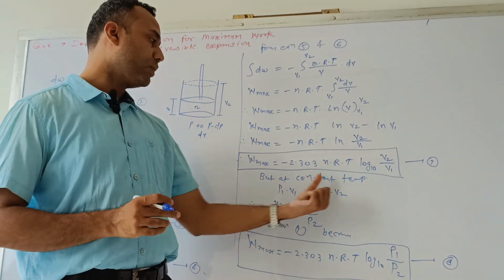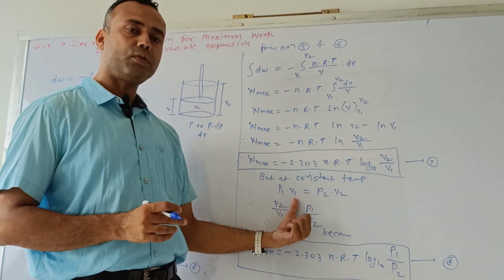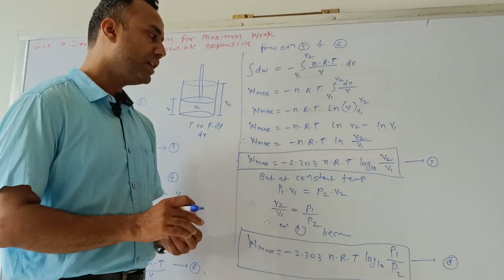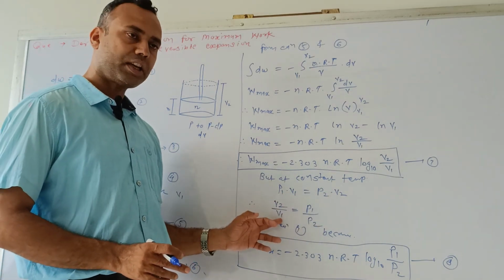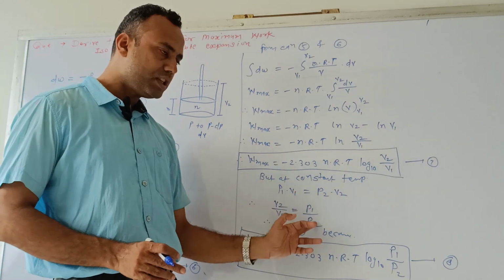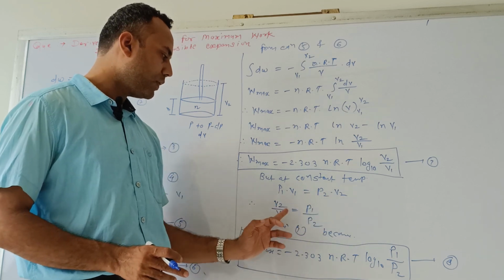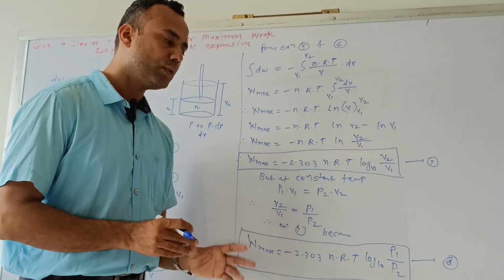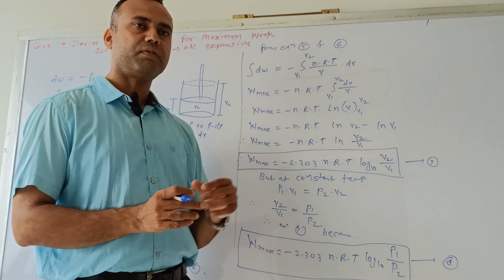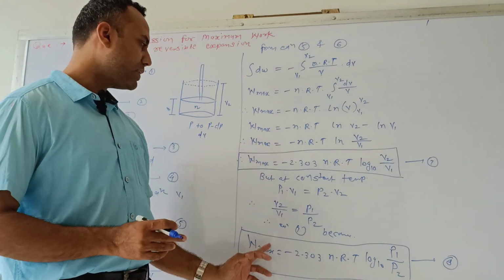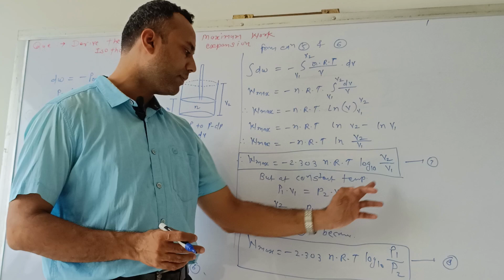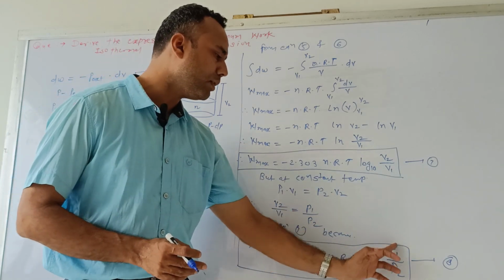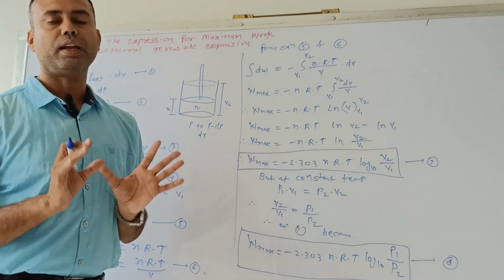We know that at constant temperature P1 into V1 is equal to P2 into V2. इसको इंटरचेंज करेंगे. ये V2 इधर आ गया तो V1 के नीचे आ जाएगा, P1 इधर आ गया तो P2 के नीचे आ गया. इसका मतलब क्या हो गया, V2 upon V1 is equal to P1 upon P2. Putting this value in equation 7, what you are getting? W max is equal to minus 2.303 nRT log to the base 10, and V2 upon V1 है, V2 upon V1 क्या होता है, P1 upon P2. यह हो गया उसका डेरिवेशन.